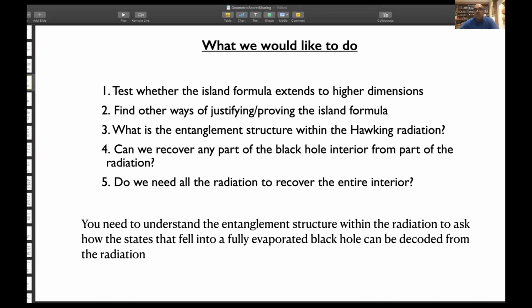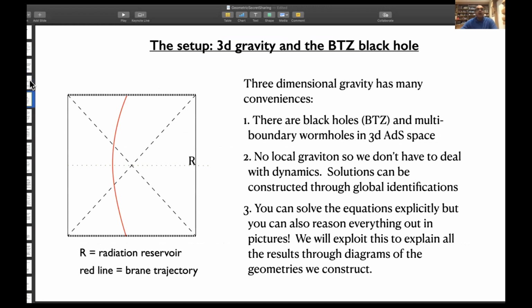Okay, great. So today, I'm basically going to try to go after these 5 questions in the next simplest context after AdS, after two-dimensional gravity, which is we're going to set things up in the context of, we'd like to do this in the setup of three-dimensional gravity.